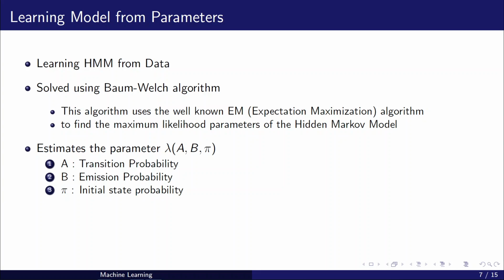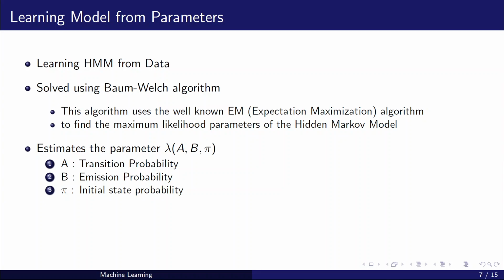This algorithm uses the well-known EM algorithm, that is the expectation maximization algorithm, which is a two-step process. The first step is the expectation step, and the second step is the maximization step, which will be done iteratively multiple times, and you will find a solution. The Baum-Welch algorithm uses the expectation maximization steps.